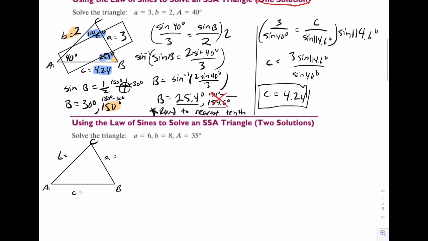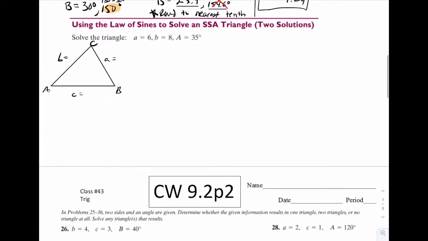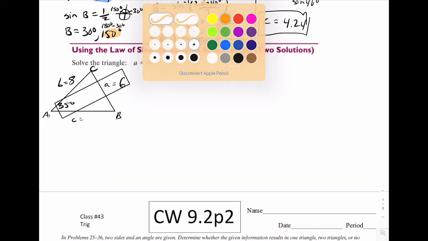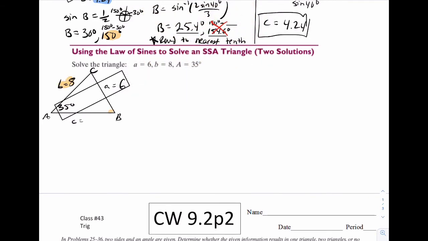Now for the second one, this is going to be the most complex because already we know what's going to happen. This is going to be our two-solution problem. So let's start by just writing it in. A is going to be 6, B is going to be 8, this is going to be 35. And quickly we can already see here's our pair, right? So let's highlight that. Okay, so there's our pair. That's great. And then it gave us B equals 8 right here, which means we're going to find this angle first. So let's write this out.